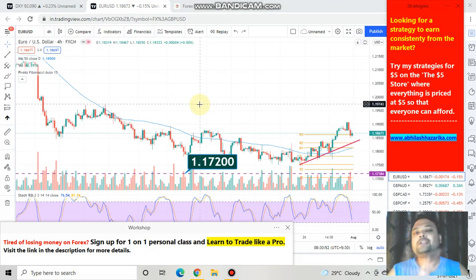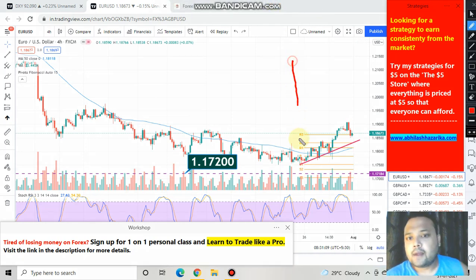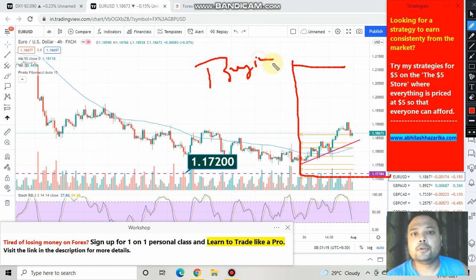Overall, if you look at the chart, then the chart may be telling you that the market is in a downtrend, but as I've just told you, after the Fed's meeting, things have changed. The dollar is in a downtrend right now. Therefore, we will only consider the present trend of the market, and the present trend says Euro USD is in an uptrend. Therefore, we will only look for buying opportunities.